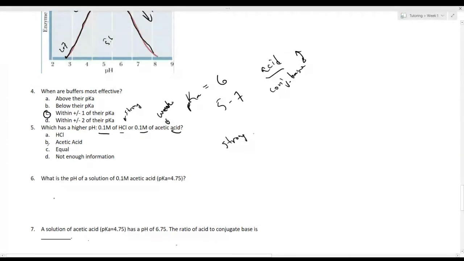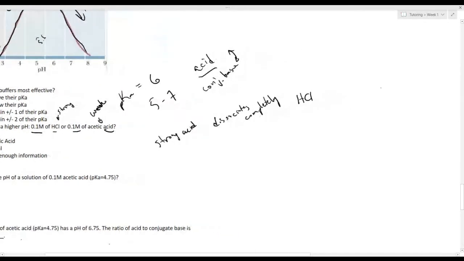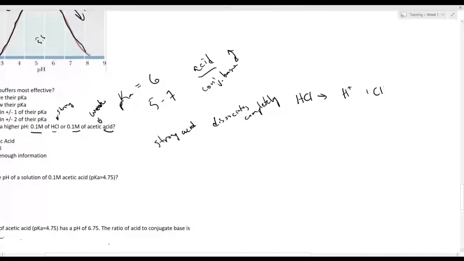a strong acid dissociates completely. So the equation, the chemical formula, would be HCl, single arrow, H plus, and Cl minus.